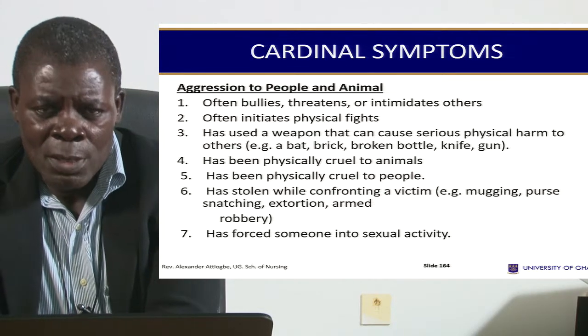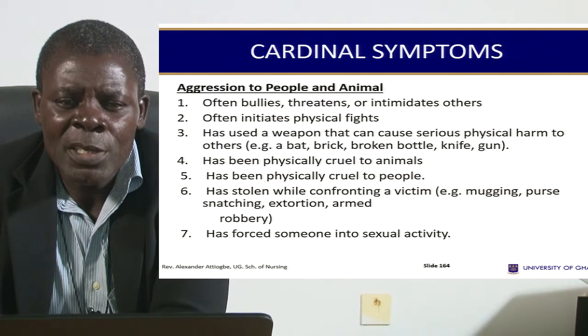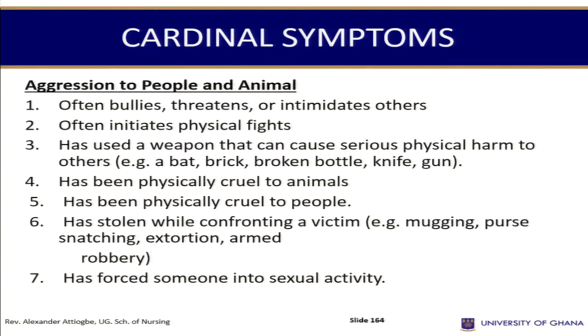Let's look at the symptoms one after the other. So, aggression to people and animals. People who suffer from conduct disorder are often bullies. They threaten or intimidate others. They often initiate physical fights, and have used a weapon that can cause serious physical harm to others. Example, a bat, a brick, broken bottles, knives, guns, etc.